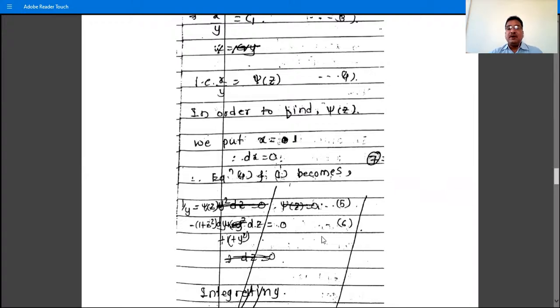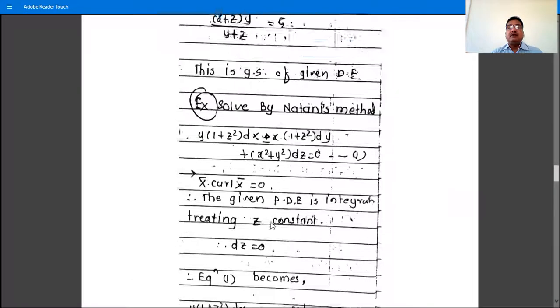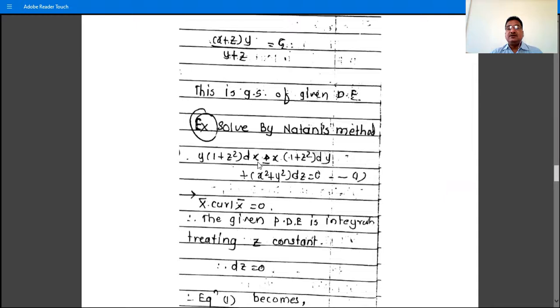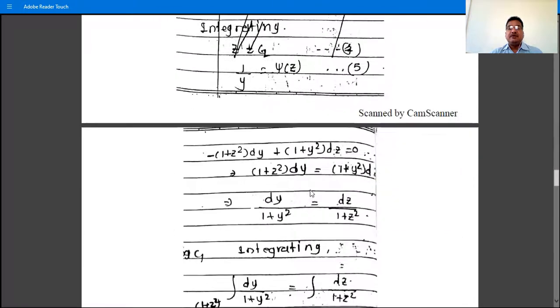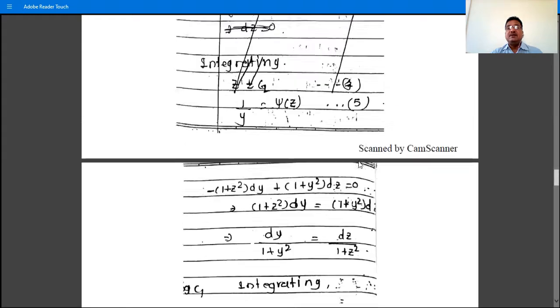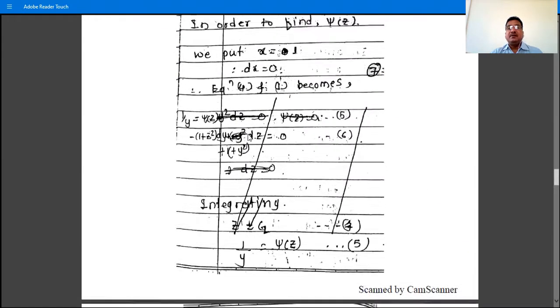Then in equation 1, substitute dx as 0 and x as 1. So we have minus (1 plus z square) dy plus (1 plus y square) dz is equal to 0. Substituting x as 1, minus (1 plus z square) dy plus (1 plus y square) dz is equal to 0. This is equation number 6.